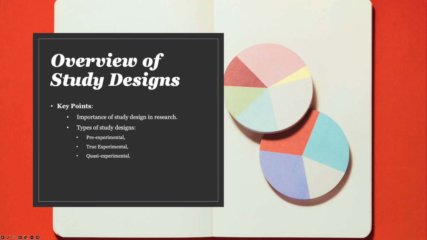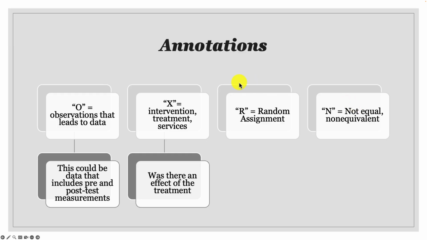But before we dive into it, I want to give you a little bit of some annotations. I'm going to give you some examples that I'm going to put next to the text in my slides, and these are annotations that I want you to be aware of. So when you see O, that means observation or some sort of data that was collected.